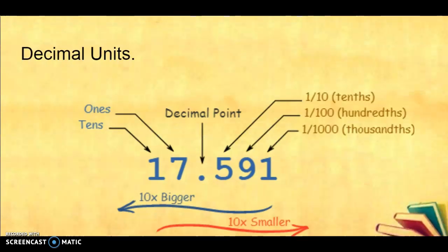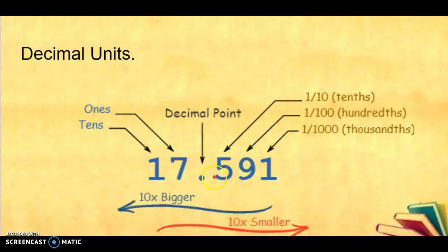For example, if you have the number 17.591, it means the number is more than 17 and less than 18. So let's label it. 7 is our ones and this is our tens. It means this 1 is 10 times bigger than this 7. And then after our decimal point, 5 is our tenths.